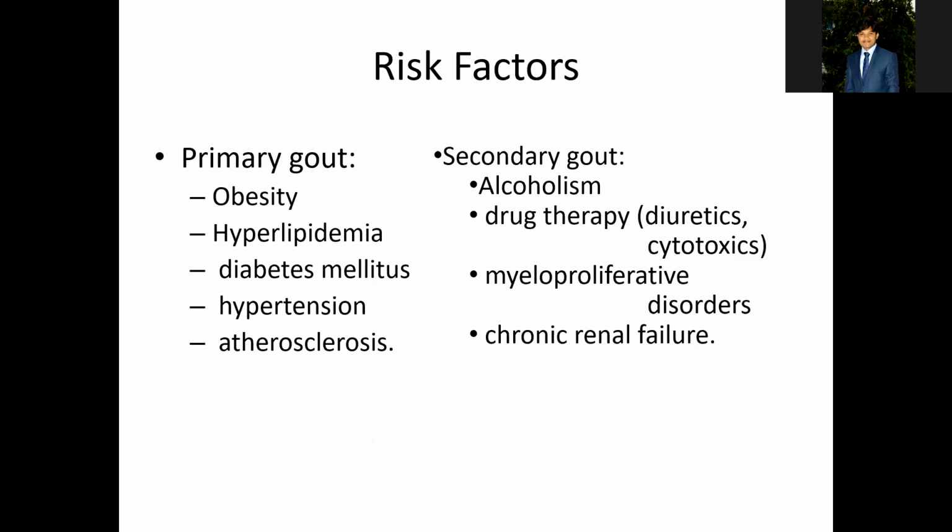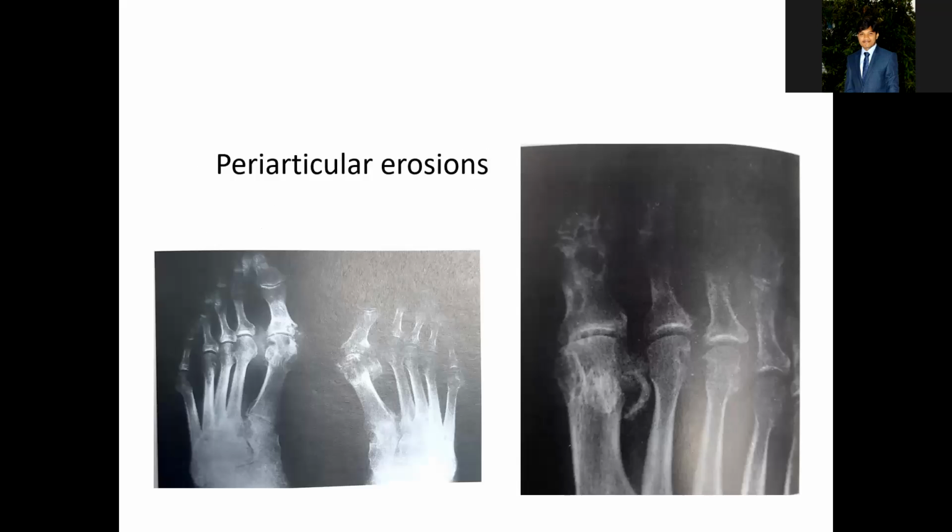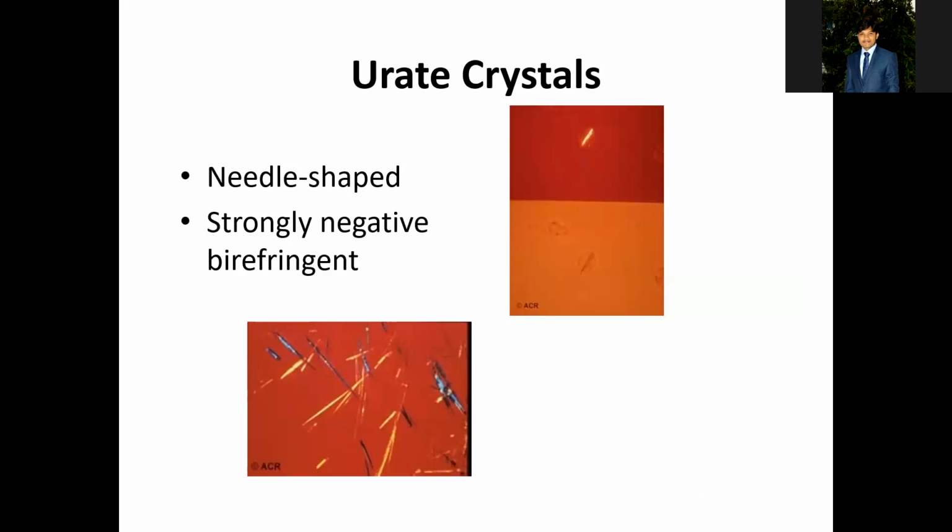Primary gout risk factors are obesity, hyperlipidemia, diabetes, hypertension, and atherosclerosis. Secondary gout risk factors are alcoholism, diuretics, and cytotoxic therapy with chronic renal failure. This is an X-ray showing periarticular erosions in gouty arthritis involving the metatarsophalangeal joint. It is diagnosed with synovial fluid examination: needle or rod-shaped crystals with strongly negative birefringence under polarized light.